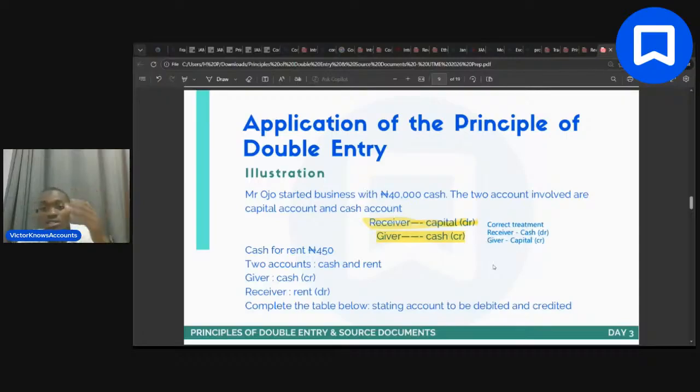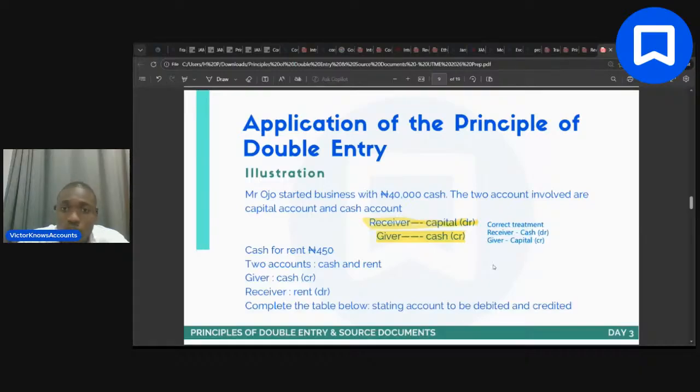But cash is receiving because cash is going to increase. The business is receiving cash, so cash is receiving something. So you have to debit the receiver, that's cash. So you debit cash with 40,000 naira and you credit capital with 40,000 naira. Now the next one is cash for rent. When you pay cash for rent, cash is paid. Now cash is paying. So who is the giver here? Cash. Who is the receiver? Rent. So you debit the rent account, but you credit the cash account with 450 naira.